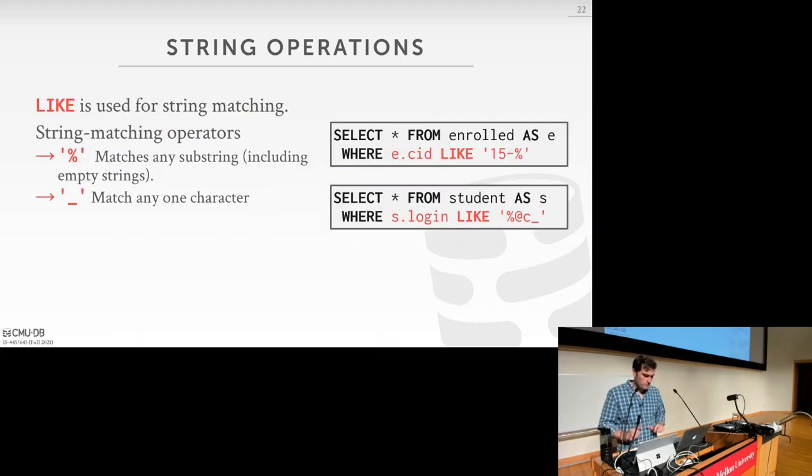I mentioned LIKE operators, which allow us to do pattern matching, earlier, and there are two string matching operators that we care about. The percent sign that I showed will match any substring, including empty substrings, so it'll give you a zero or more character match. The underscore character will match any one character. So in these two examples, if you want to get all of the course IDs that have the 15- prefix, that's how you do it. If you want to get the student logins that are like percent, so any substring, then C underscore will get you a single character match there. So it could be CS, CA, CB, whatever.